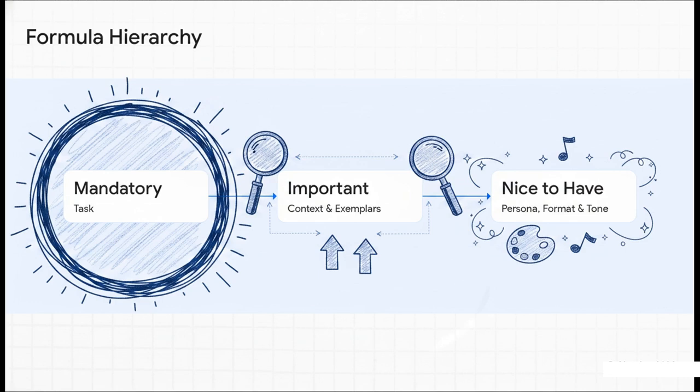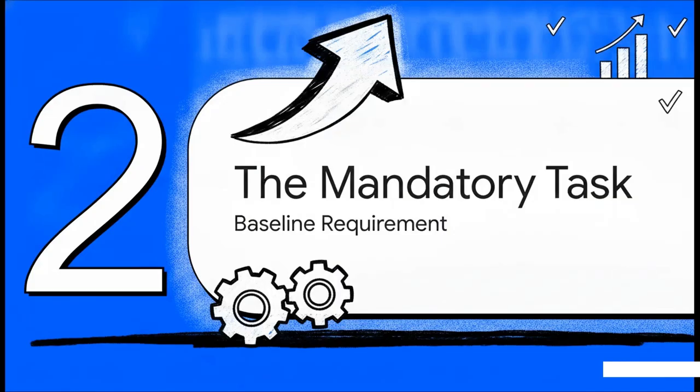The task is mandatory. You gotta have it. Next up is the important layer. That's context and exemplars, which drastically improves your results. And finally, the nice-to-have layer, persona, format, and tone, which really just adds that final polish. Whenever you write a prompt, just run down this mental checklist to make sure you're including just enough of the right information.